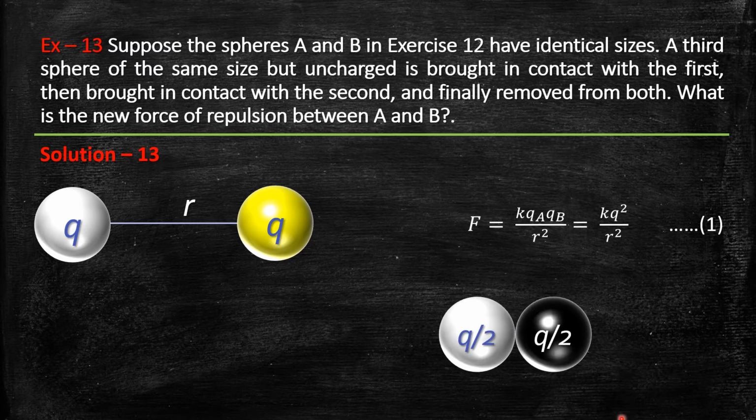So q by 2 is the case when spheres are identical, not always. Suppose the spheres are not of the same size, the distribution will not be equal, so identical size is a very important part of the question. If the sizes are not identical, the distribution will not be equal. Luckily here the spheres are identical, and so now A is possessing q by 2 and not q.